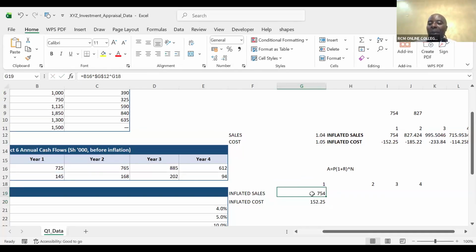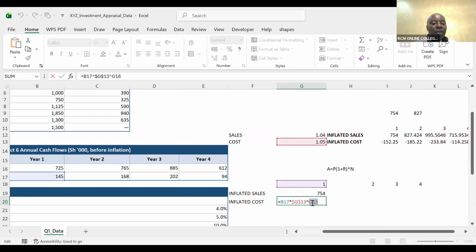And then now I can come, ladies and gentlemen. Sorry, this one here, remember, you have to put a negative. You must come and put a negative before it. Why are you putting a negative before it? Because it is a cost. So put a negative here, after equals and before, yeah, put a negative there. So in this case here, control enter.